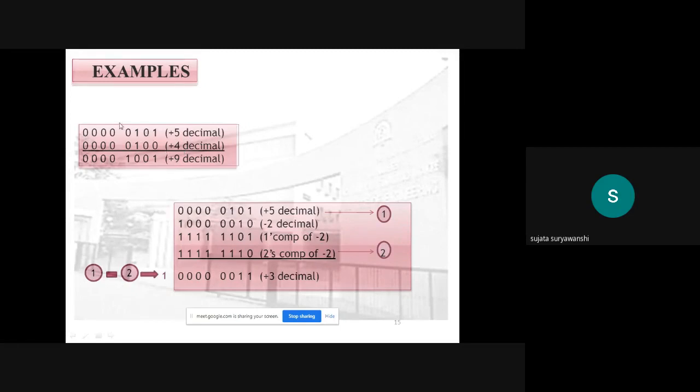Just represent that in the form of sign magnitude. Here the MSB bit shows 0, which means that the numbers are positive. The remaining 7 bits are used for the magnitude. Only 4 bits are required for 5 and 4. That's why I have written the remaining 3 zeros, and 0101 is the magnitude of 5 and 0100 is the magnitude of 4.